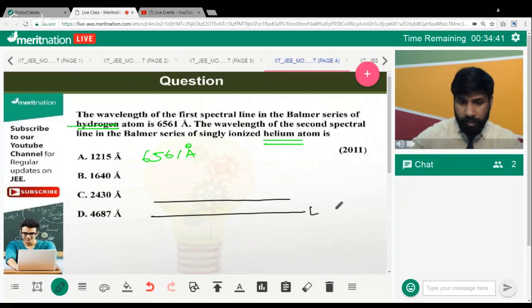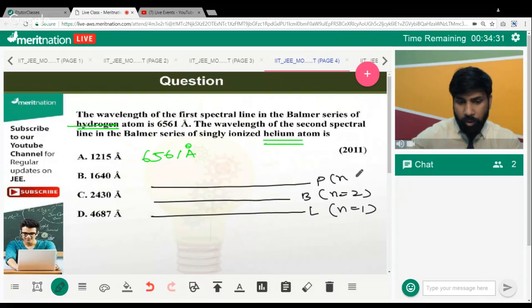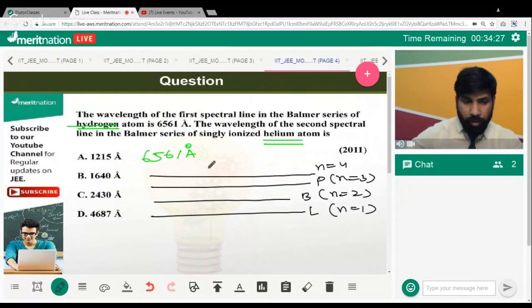This is for Lyman series. Here n is equal to 1. Okay, in Balmer this is n is equal to 2. Okay, and this is Lyman. This is for Paschen, n is equal to 3. And suppose this is n is equal to 4, and so on.